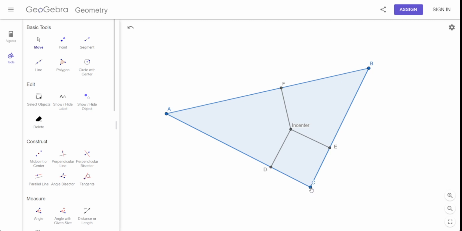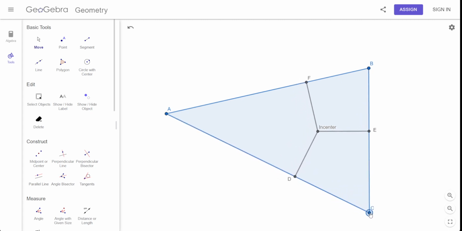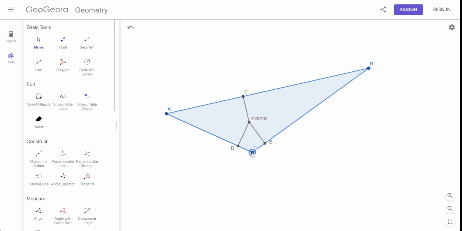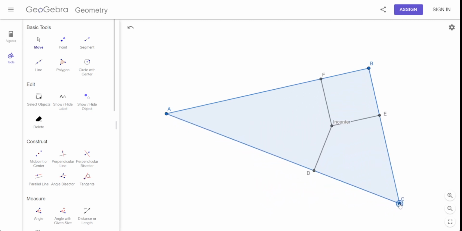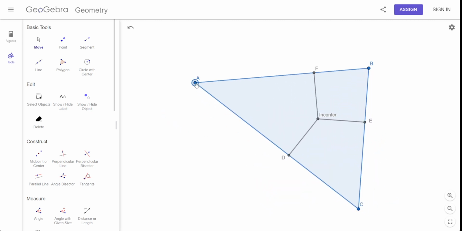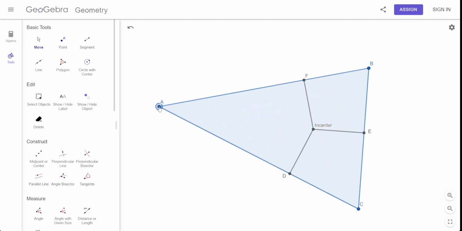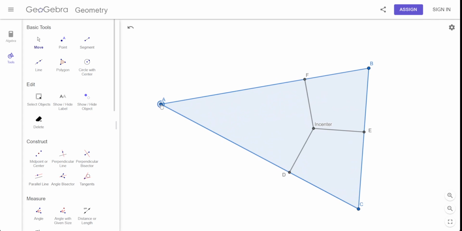Watch this. I could take this triangle and change the shape of it. Look at those three distances. They look like they're the same, don't they? No matter how I move this triangle around, I could take this angle and move that one around. Look at those three distances. They all look the same, don't they? All right, let's see if they really are.